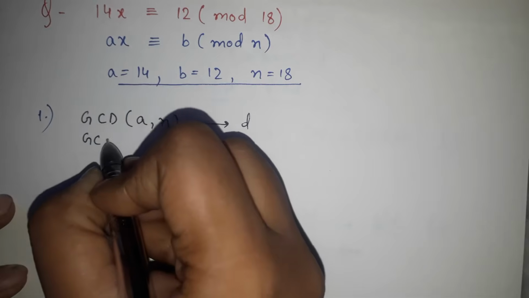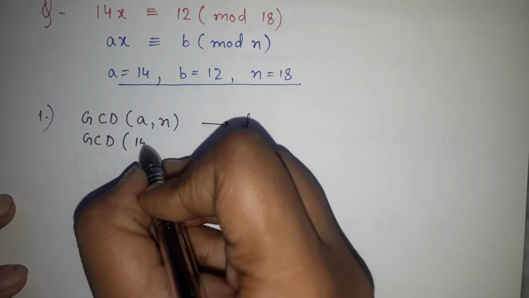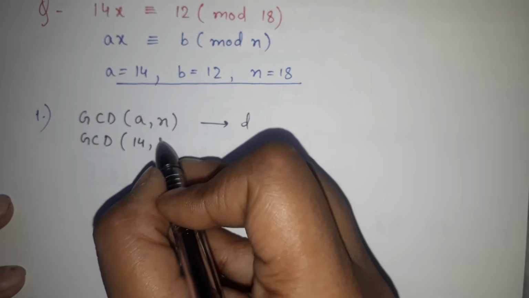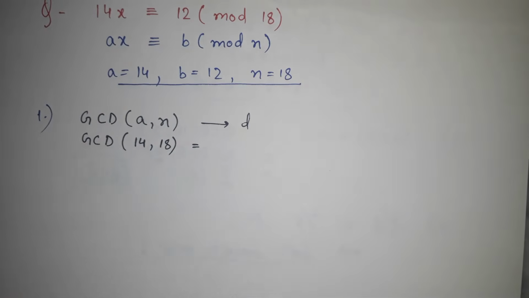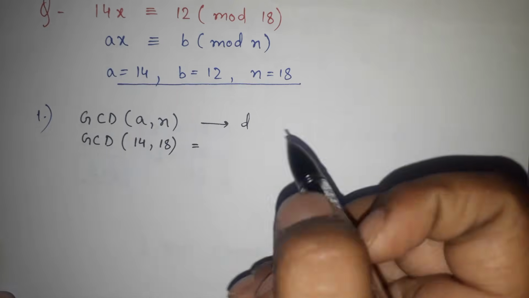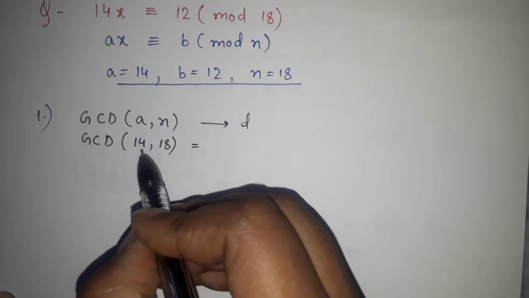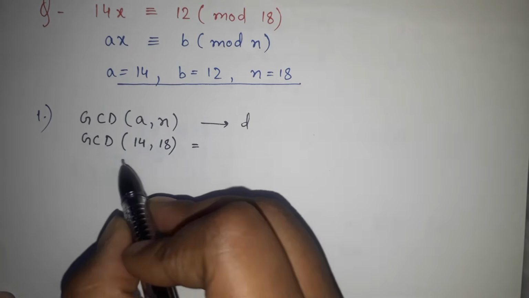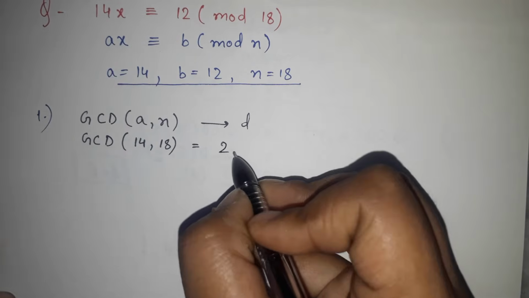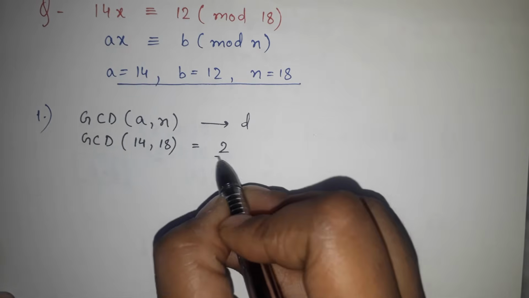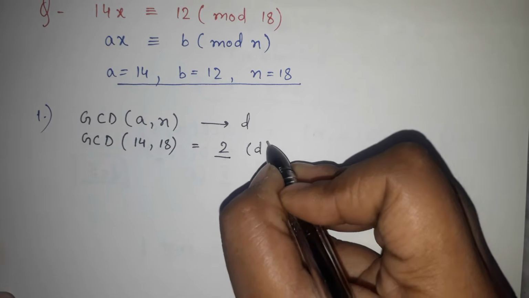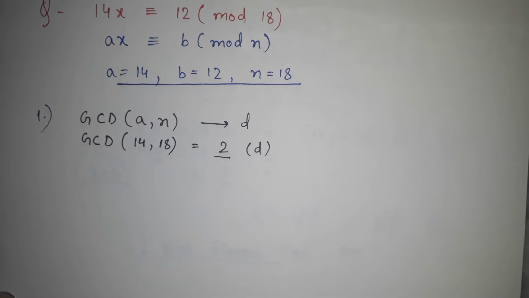So here we have to find the GCD of 14 comma 18. You can find the GCD with various methods, like the Euclidean method, the extended Euclidean method, or directly. You can choose your own way, but here the numbers 14 and 18 are small, so we can directly say that the GCD of 14 and 18 is 2. The greatest common divisor that divides both 14 and 18 is 2. So I got the value of d as 2. This is my first step.